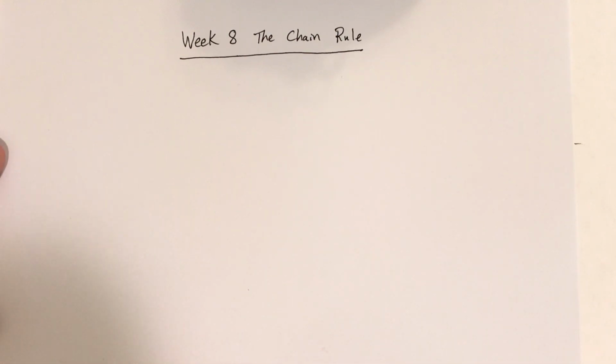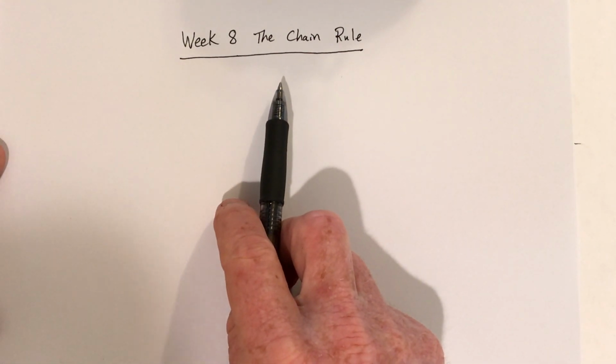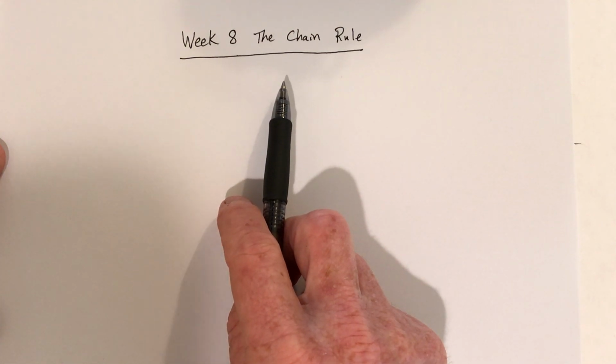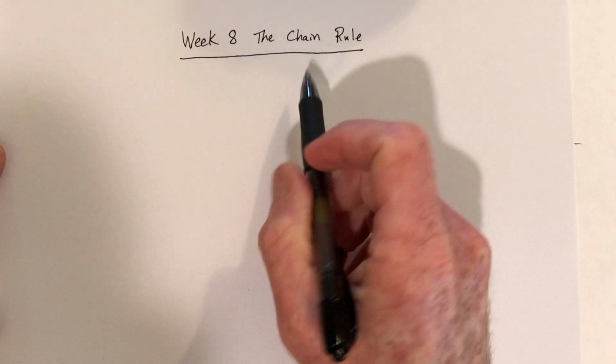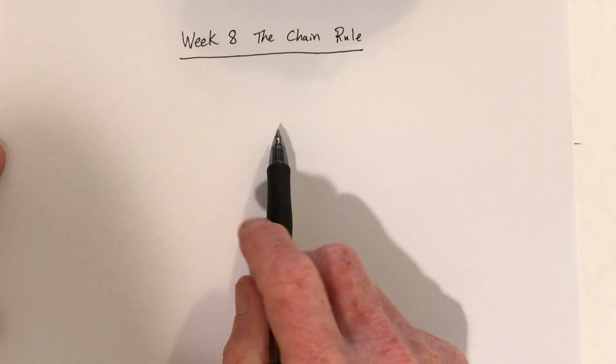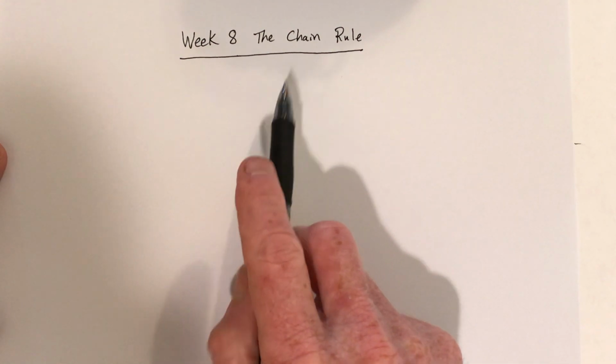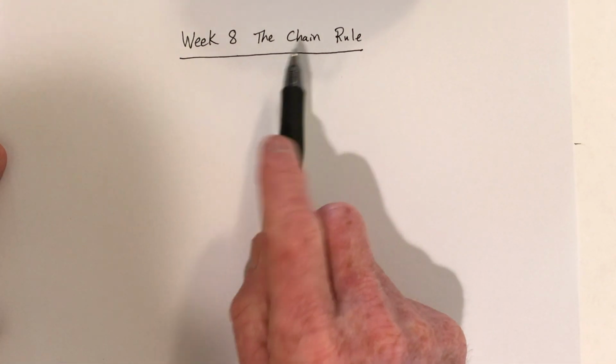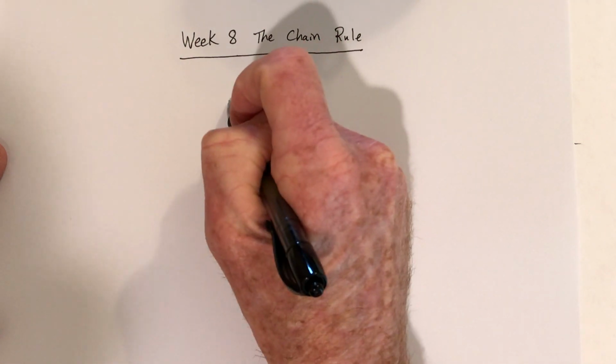Hello and welcome to week 8 where we're going to be taking the derivative using the chain rule. Once we do the chain rule, that's actually going to lead to implicit differentiation and also related rates, but it all is based on the chain rule. So let me start with the basic idea.